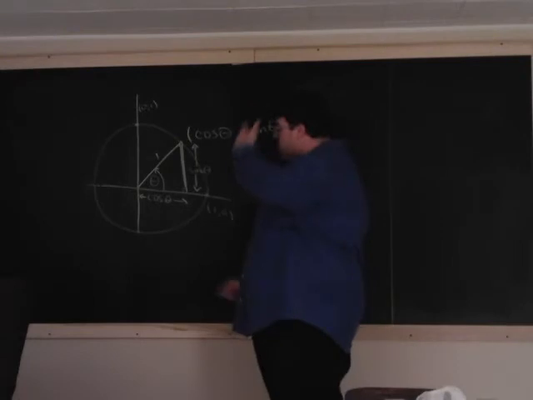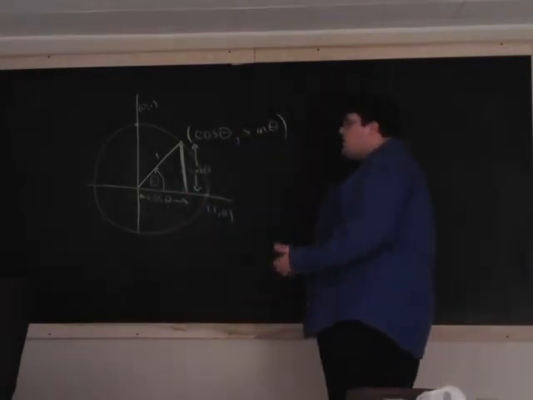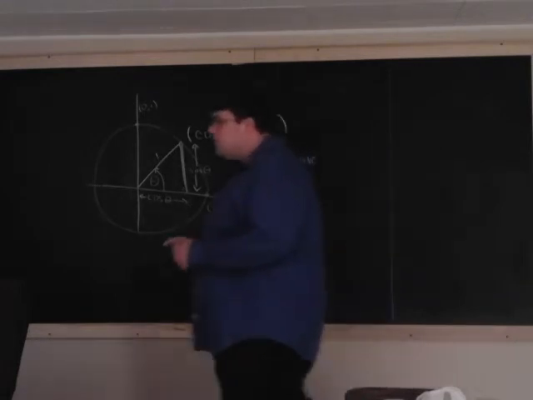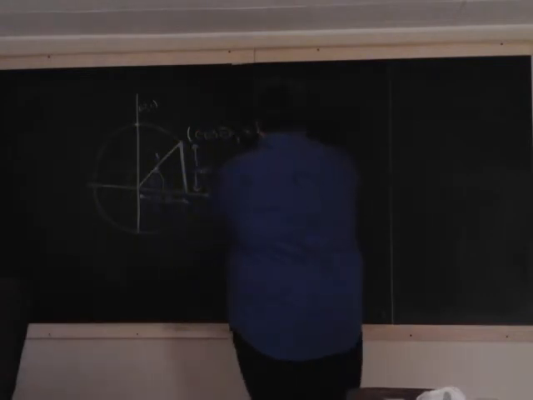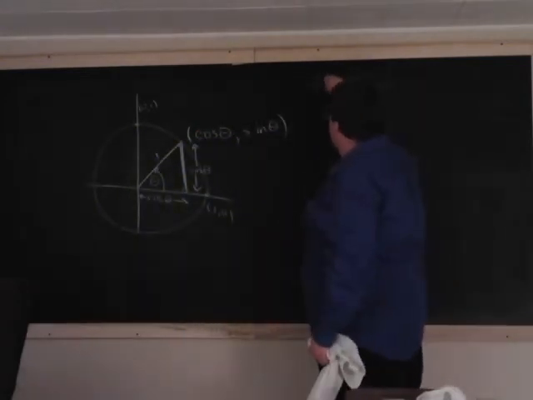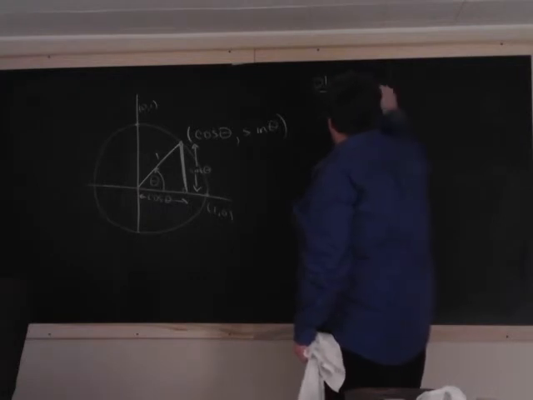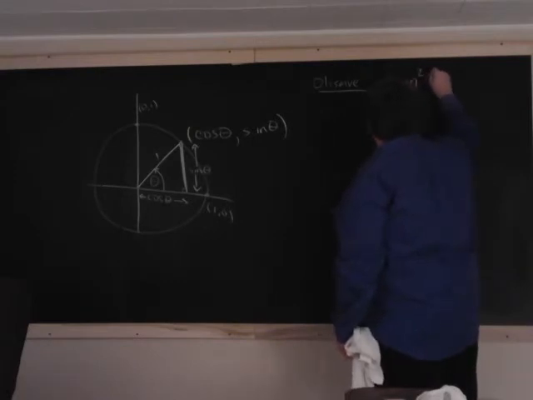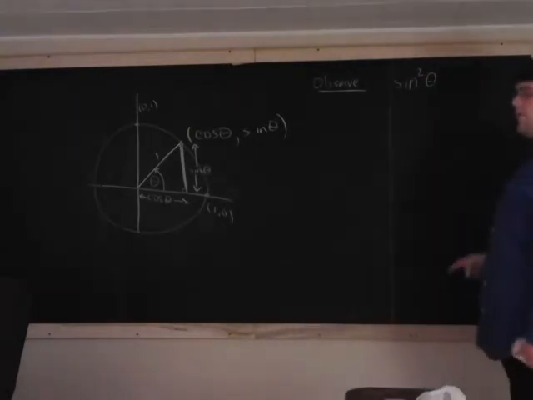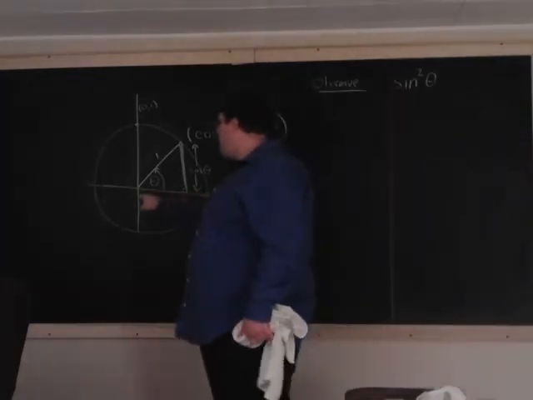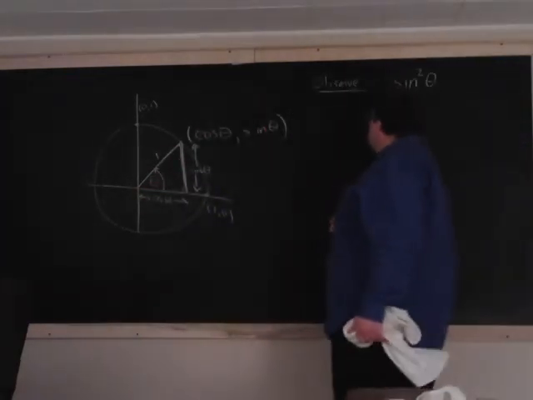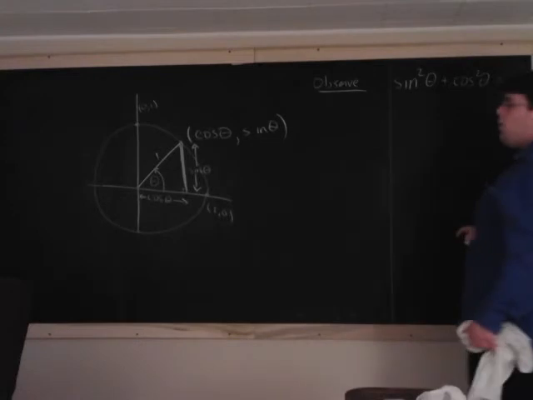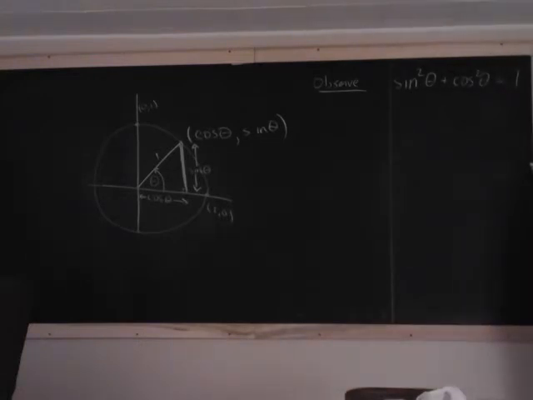Right here, we have a right triangle, so the sides will satisfy the Pythagorean theorem. So observe. Let's observe it a little higher on the chalkboard. Those sides satisfy Pythagorean theorem. What's Pythagorean theorem? This squared plus this squared equals that squared. So sine squared theta plus cosine squared theta equals 1 squared. So we have this nice relation, a very important relation.